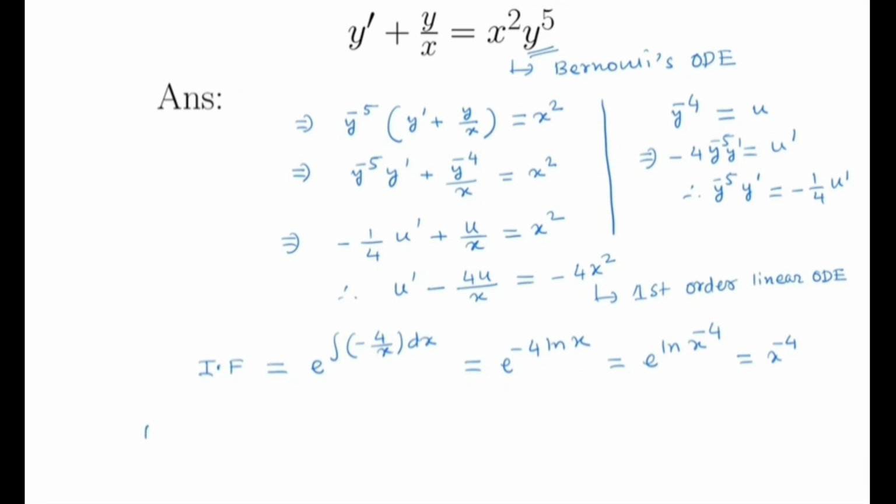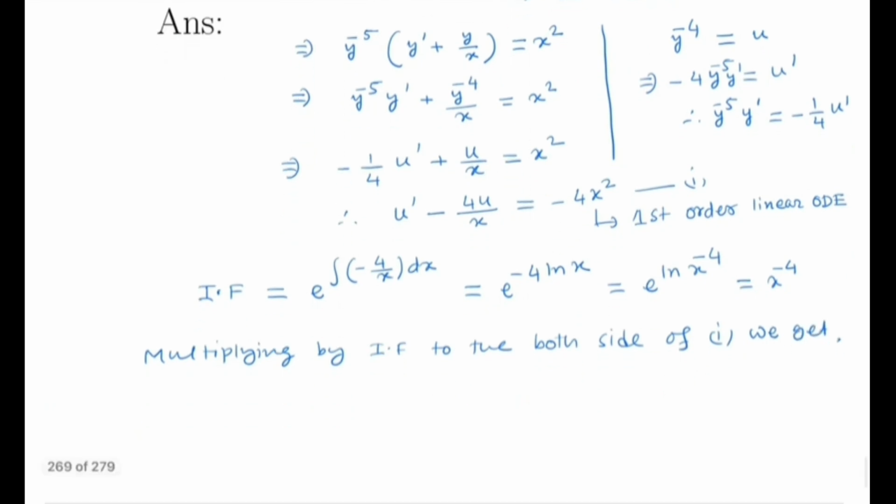So by multiplying the integrating factor to both sides of the equation, we get d/dx of u x to the minus 4 is equal to minus 4x square into x to the minus 4, which is nothing but minus 4 x to the minus 2.